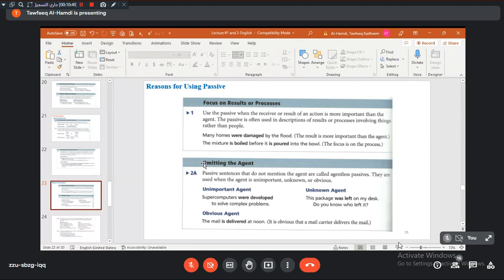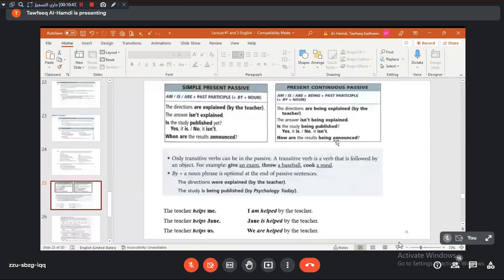When I'm talking about using the passive form, some of the transitive verbs can be in the passive. A transitive verb is a verb that is followed by an object. For example, give an example, throw a baseball, took a meal. By plus a noun phrase is optional at the end of the passive sentence. Like this one.